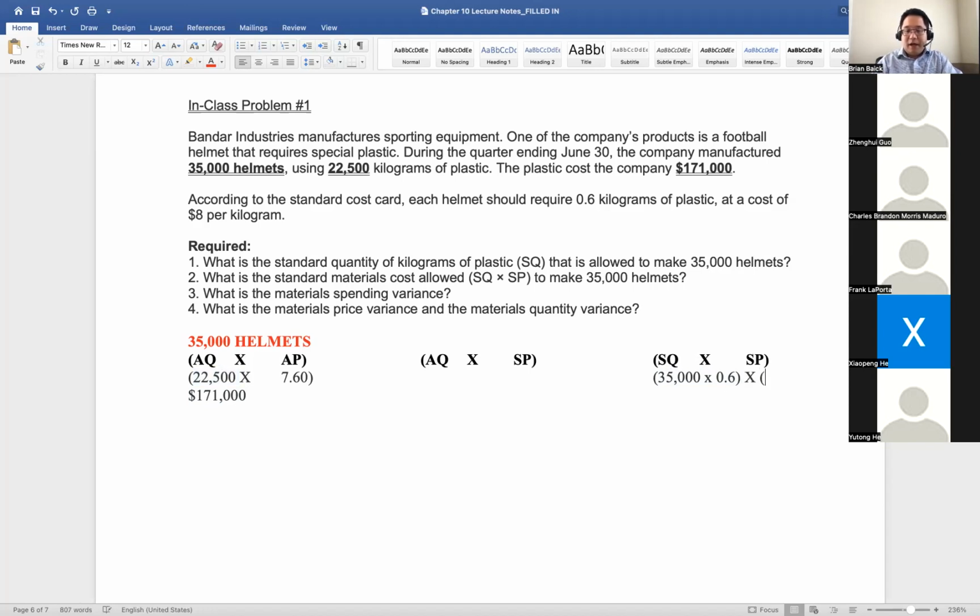How much are you supposed to pay for the plastic per kilogram? It's supposed to be $8. SP is 8. AP is 7.6. They're both in the same ballpark. I think this is looking good.